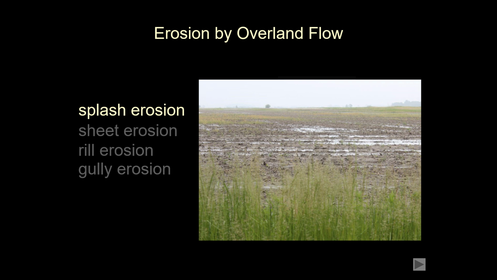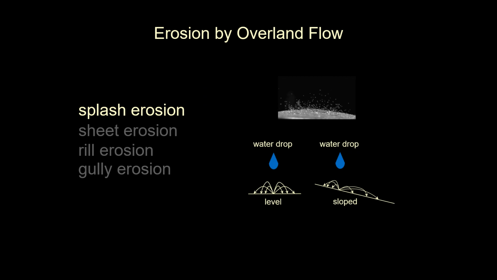Let's talk a little bit about erosion by overland flow, and we'll begin with splash erosion. We know splash erosion is where droplets of water are hitting sometimes unconsolidated material like sand or dirt that's located in a non-vegetated area. Here's an example of the impact of splash erosion. Here we see droplets of water falling and material sent off in all directions.